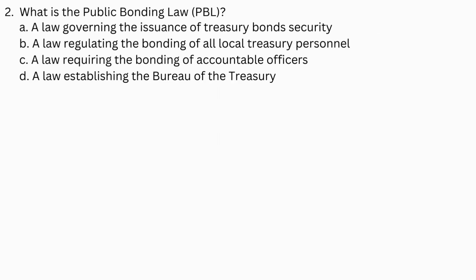Number 2, what is the public bonding law? A. A law governing the issuance of Treasury bond security. B. A law regulating the bonding of all local Treasury personnel. C. A law requiring the bonding of accountable officers. D. A law establishing the Bureau of the Treasury.